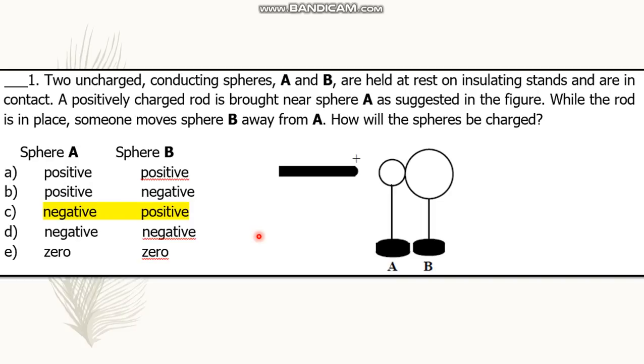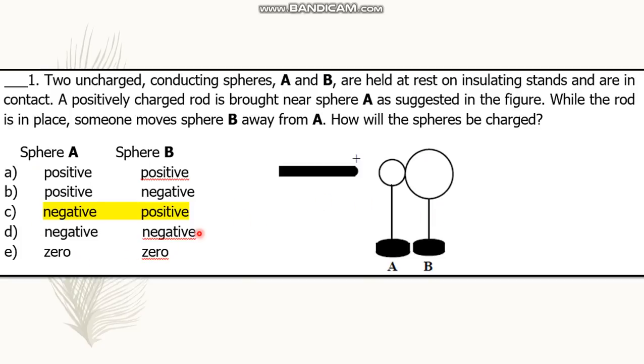Number 1, we have two uncharged conducting spheres A and B held at rest on insulating stands and in contact. A positively charged rod is brought near sphere A as suggested in the figure. While the rod is in place, someone moves sphere B, the larger sphere, away from A. How will the spheres be charged?